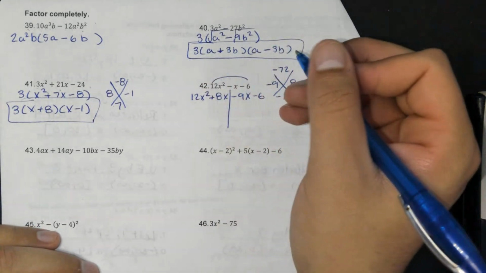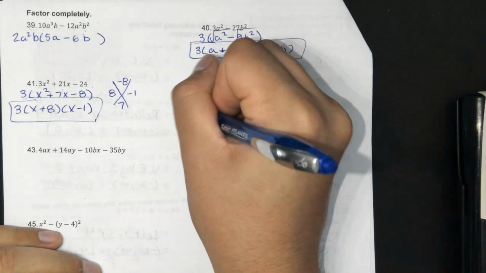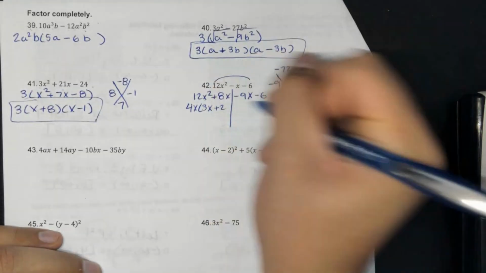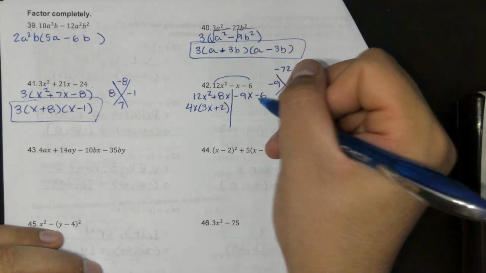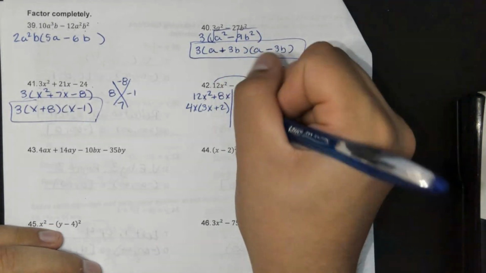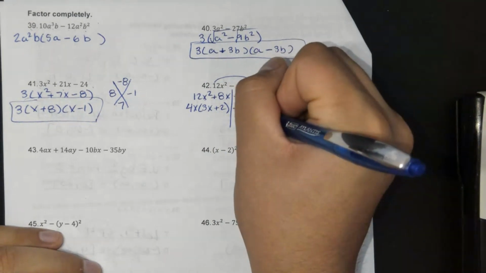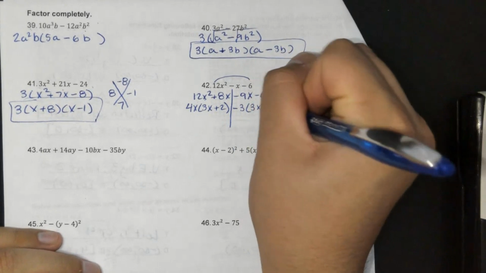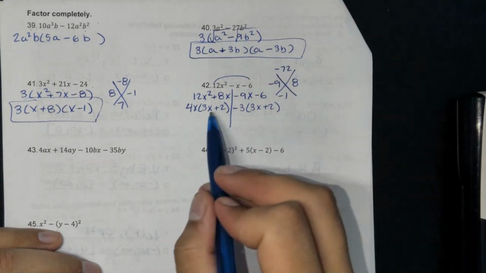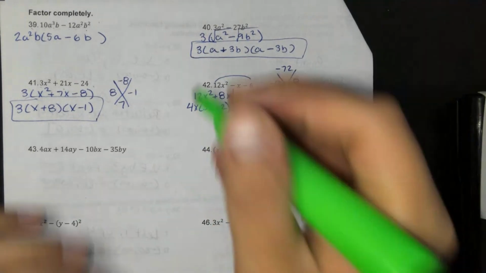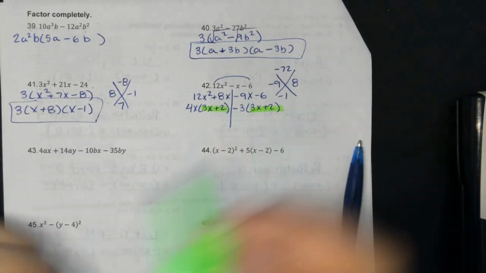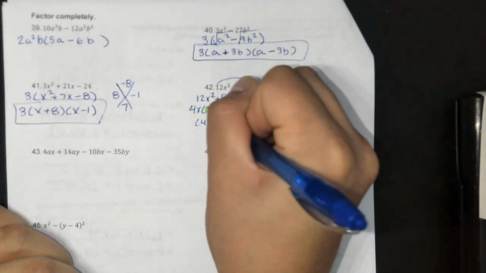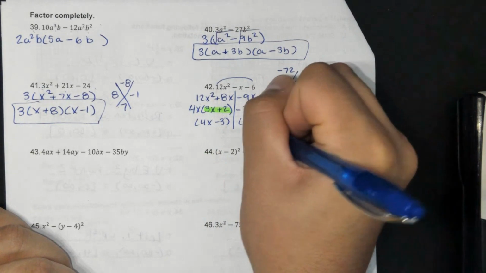On the left side, I could take out a GCF of 4x, which leaves us with 3x plus 2. On the right side, since it's leading with the negative, take the negative out with it. The GCF is a 3. If I divide these by negative 3, we get positive 3x plus 2. And so remember, these two have to be the same. If they're not, that means you did something wrong. And then whatever you took out, just combine them together. So one factor is 4x minus 3. The other one is 3x plus 2.